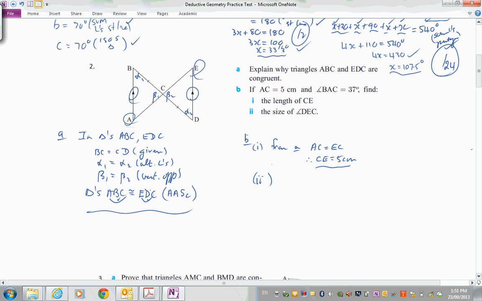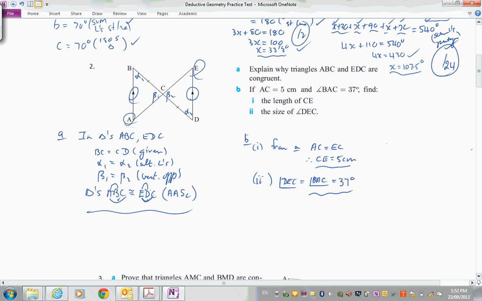And part 2, the size of angle DEC. Let's look at it. DEC would be the same as BAC. So angle DEC equals the size of angle BAC. And that's given as 37 degrees. So that's the idea of congruent triangles, isn't it?